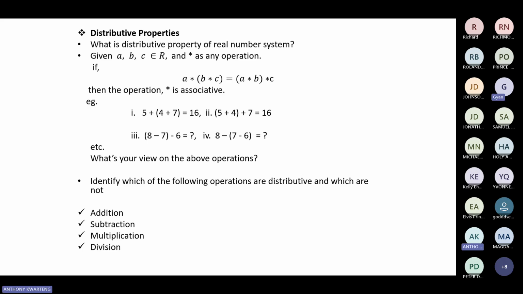So we have the distributive property. I want to see if one operation can be distributed over another operation.